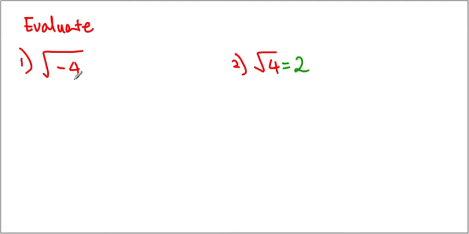But how about the square root of -4? In fact, one way for us to describe -4 will be this: the square root of -1 times the square root of 4. Then here, what is the square root of -1? That's equal to i.